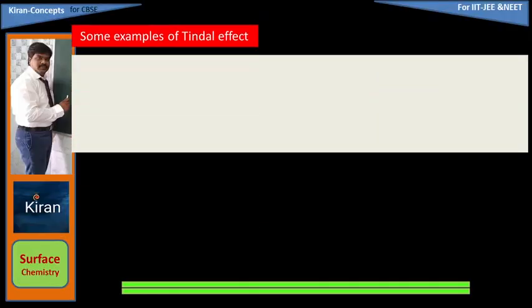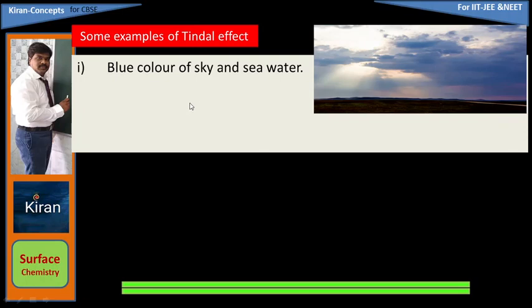What is the Tyndall effect? What are its influences? We are going to see some examples of the Tyndall effect: the blue color of the sky and the sea. These are examples due to the Tyndall effect. Why? What happened? Sun rays are coming from the sun.